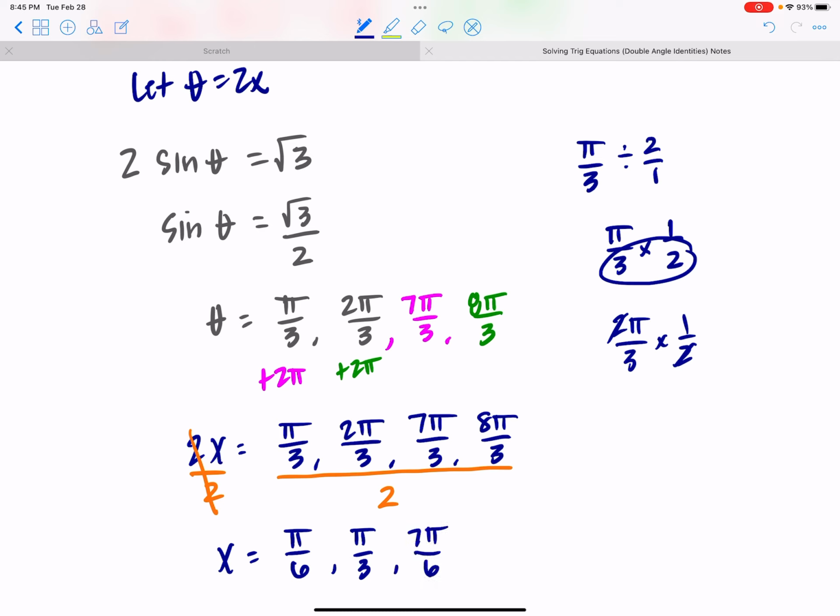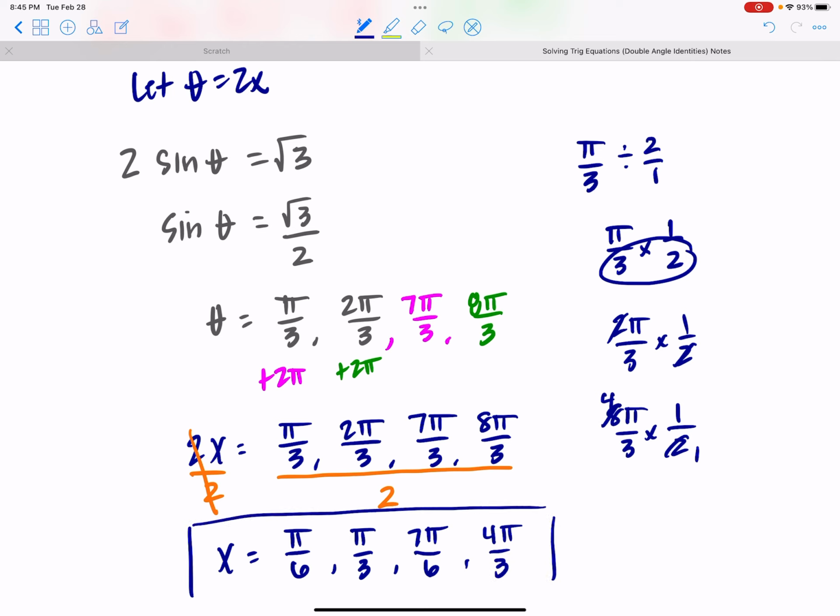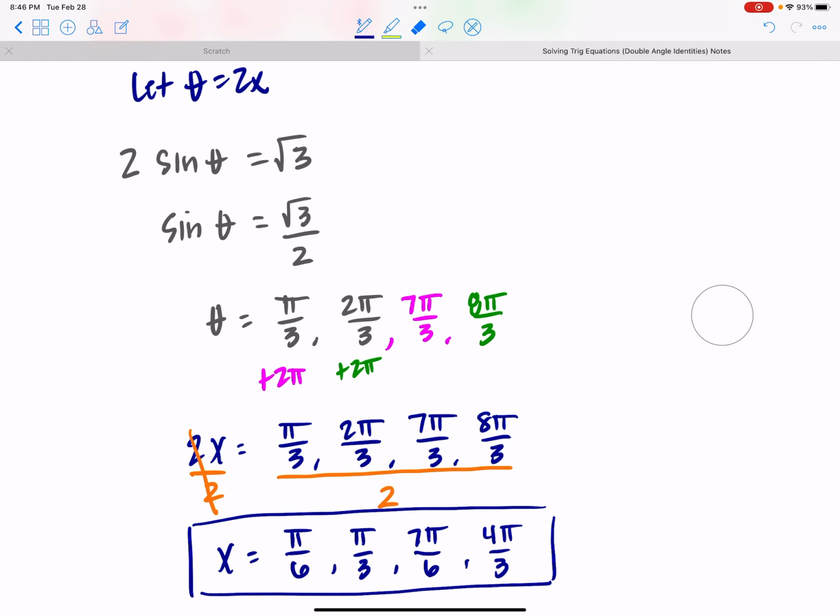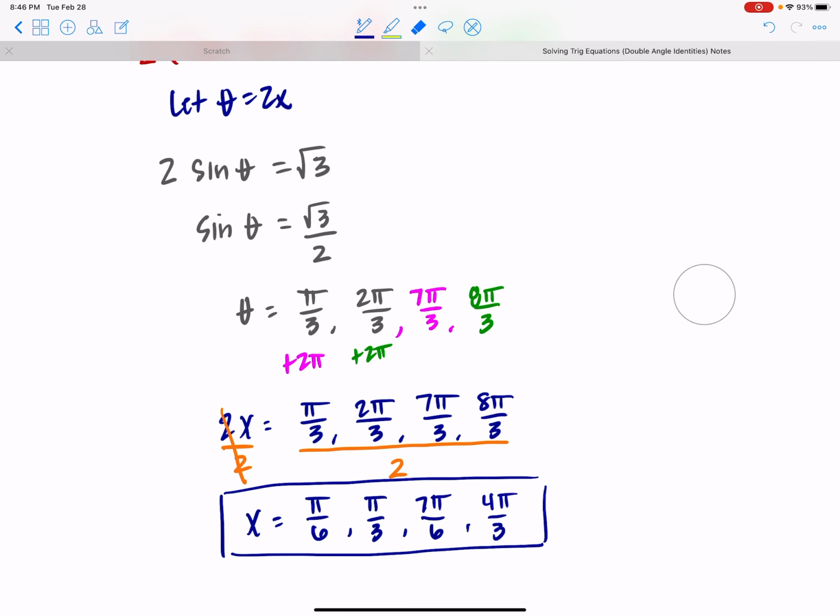And this next one is going to be, again, something we can reduce. So I have 8 pi over 3. When I multiply by a half, that's going to become 4 pi over 3. Oops, eraser turned on. So 4 pi over 3, and those are going to be my 4 solutions over that interval. Okay, so if you need to do the fraction work, do the fraction work. If you can skip some of that, do some of that in your head, then more power to you. Either way, we did it.